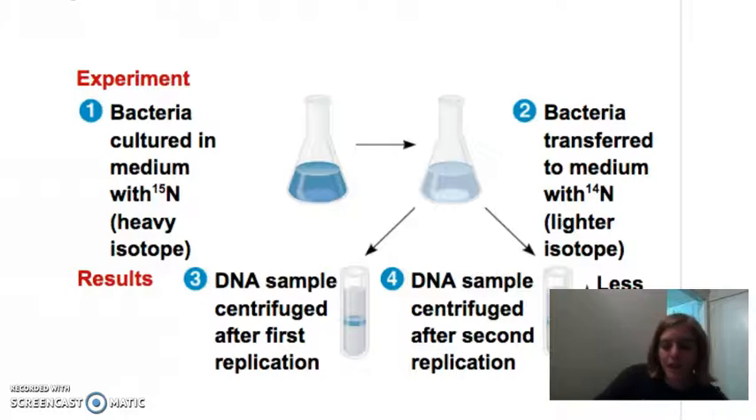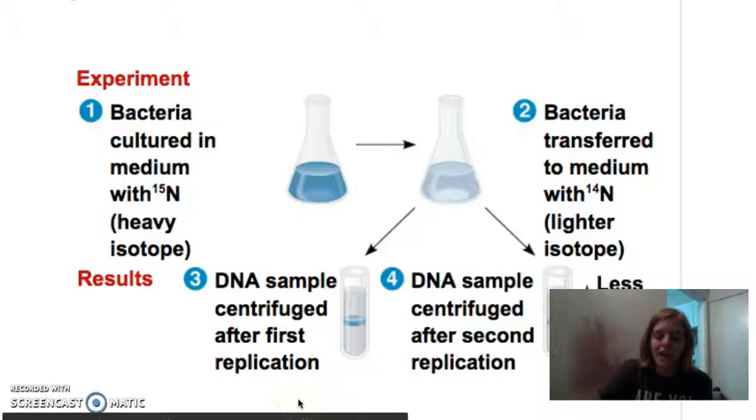There were two other scientists named Meselson and Stahl, and they did an experiment to prove this. They cultured bacteria in a medium with nitrogen-15, a very heavy isotope, and then transferred those bacteria to a medium with nitrogen-14, the lighter isotope. They centrifuged the DNA, so they spun it really fast to separate it out after its first replication, and then they did the same thing after a second replication.